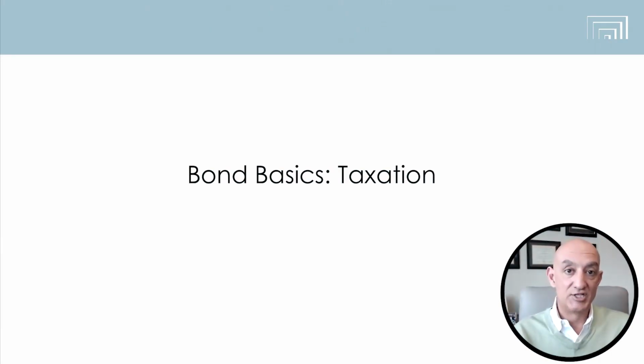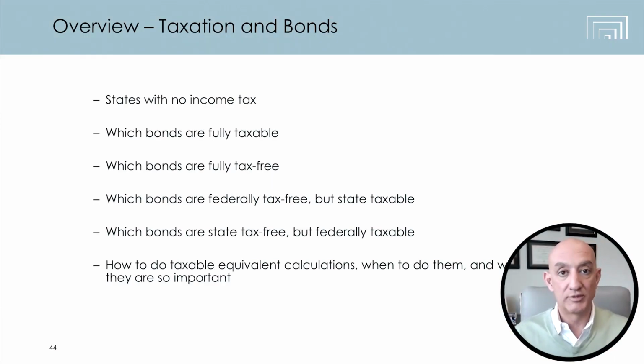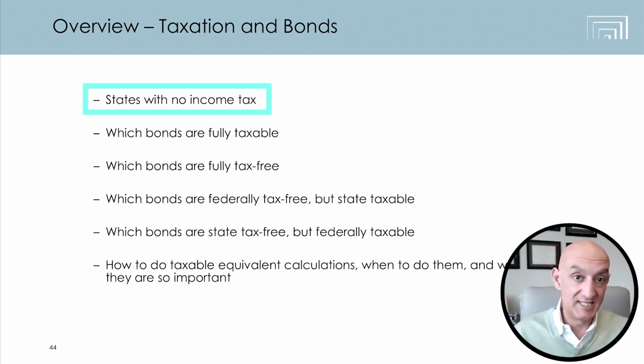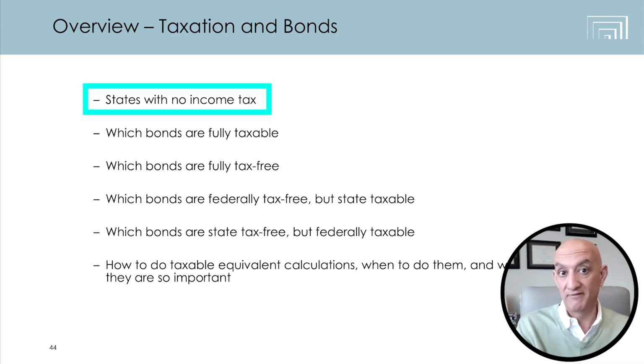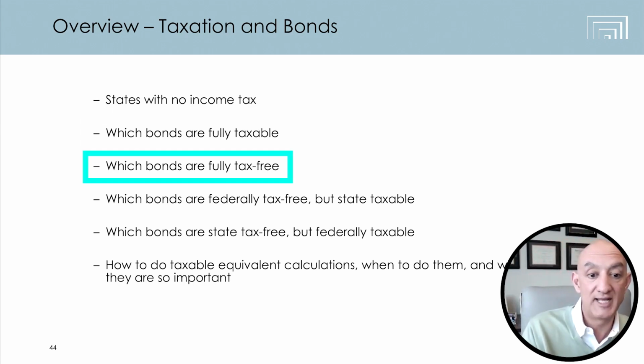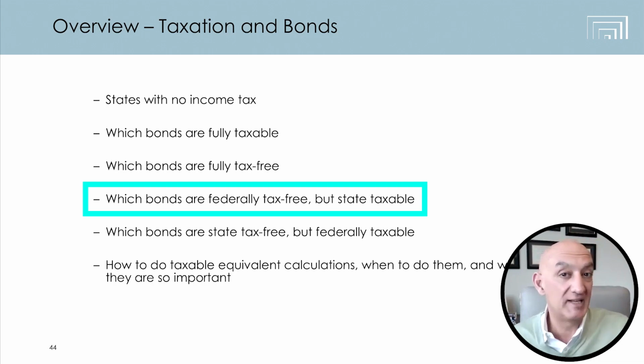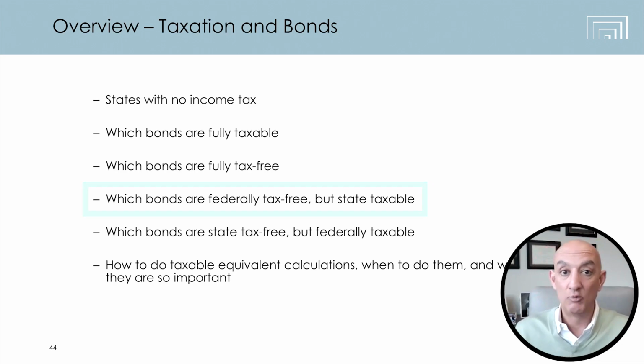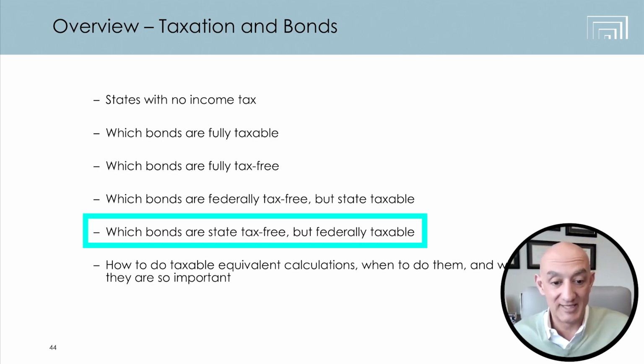Now we're going to talk about taxation because it's a very important component of understanding bonds. So when we talk about bonds, it's really important to understand taxation for taxable accounts. We're going to talk about what states have no income tax, because that affects how those people in those states would invest in bonds a little differently. We'll talk about what bonds are fully taxable, what bonds are fully tax-free, what bonds are federally tax-free but state taxable, what bonds are state tax-free but federally taxable?